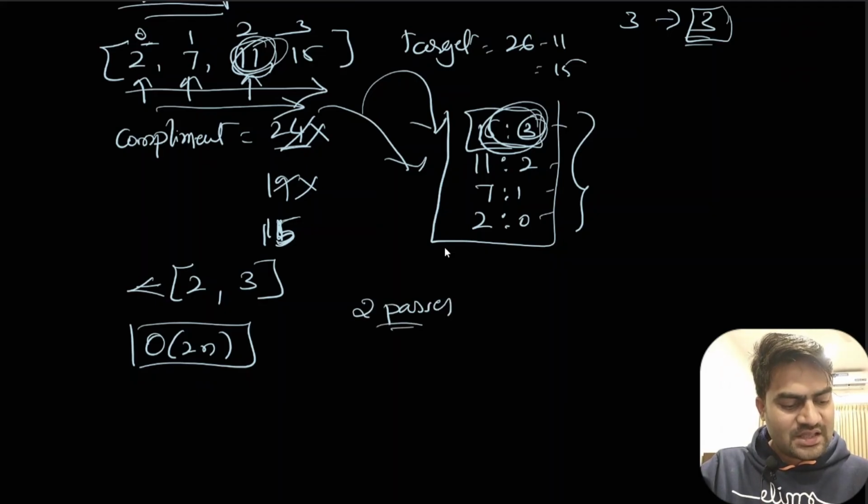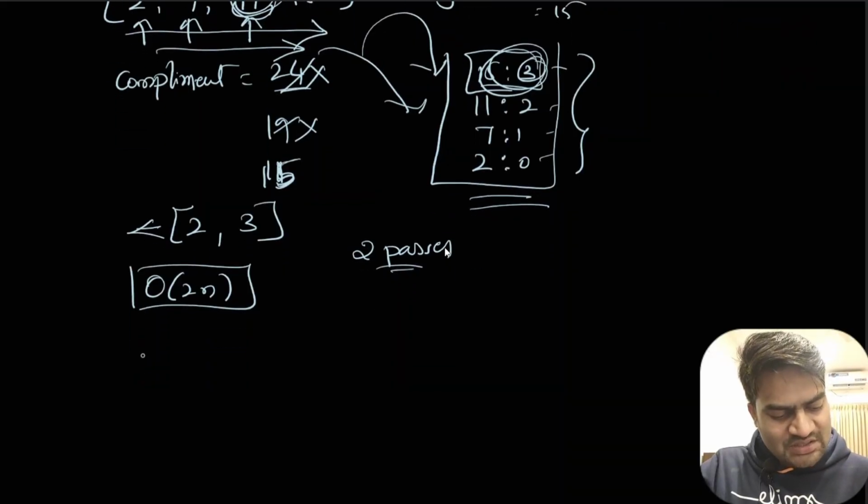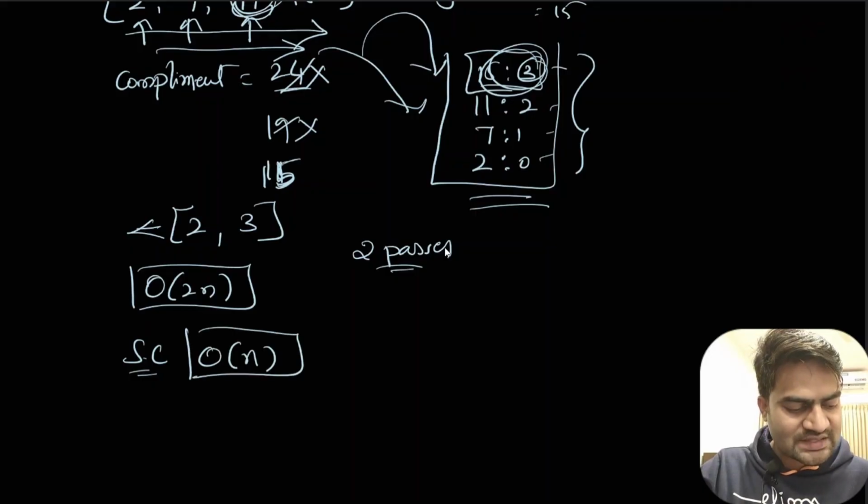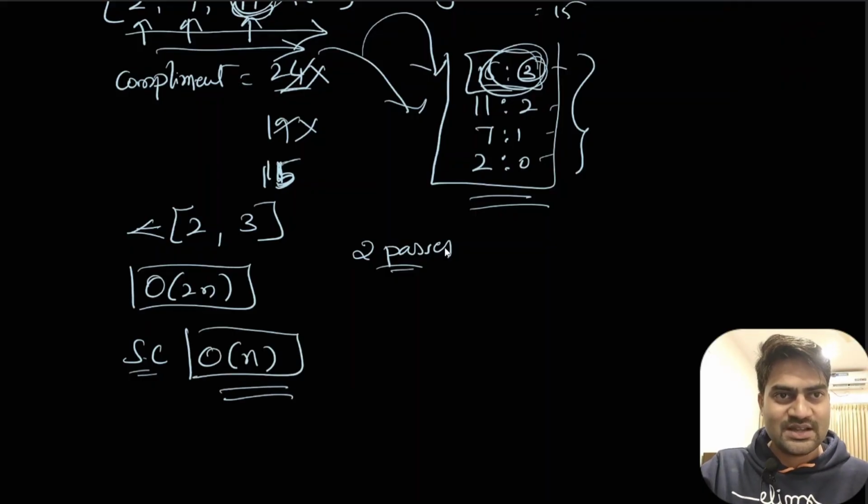And again here we are using extra space, which is the hash map. So space complexity is order n.